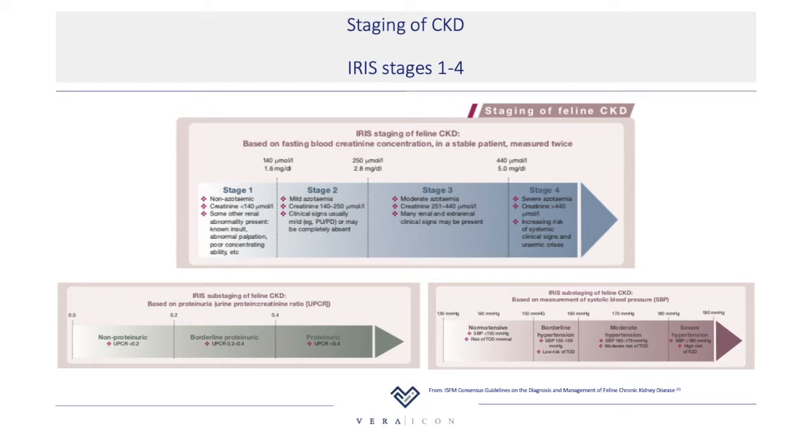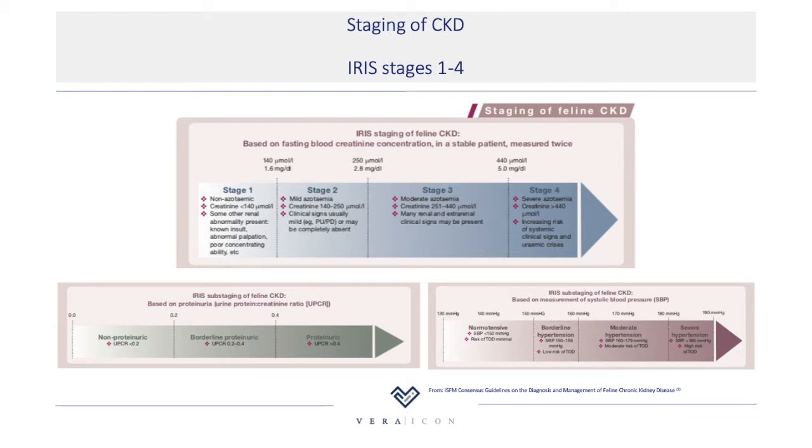SDMA has now also been taken into account, and the guidelines have been updated with specific guidelines on SDMA concentrations. There's some substaging for cats that are proteinuric. We know that proteinuria is related to disease severity and progression of disease, and we consider cats to be proteinuric if they have a UPC, or urine protein to creatinine ratio, higher than 0.2, borderline. Higher than 0.4, they're really proteinuric.